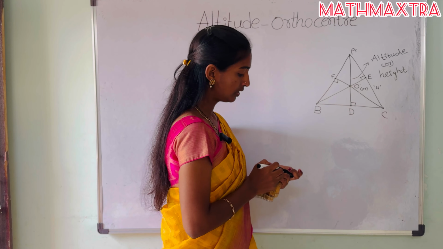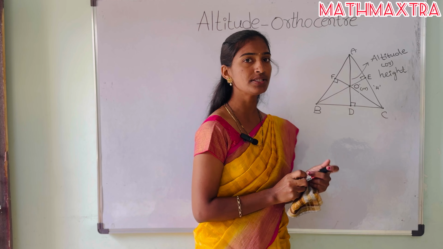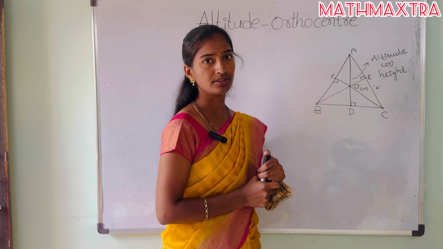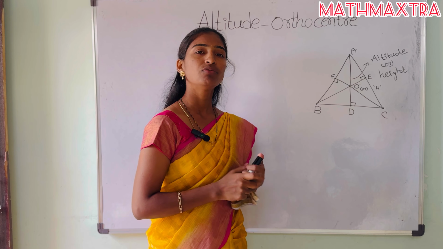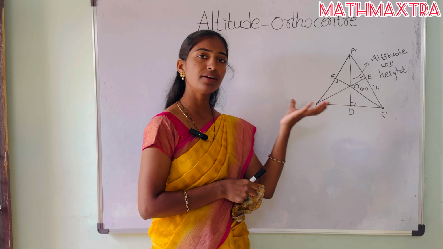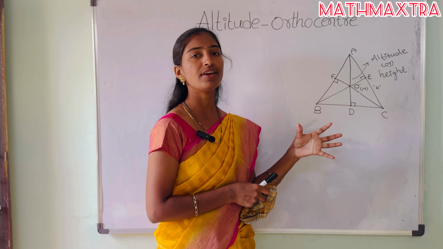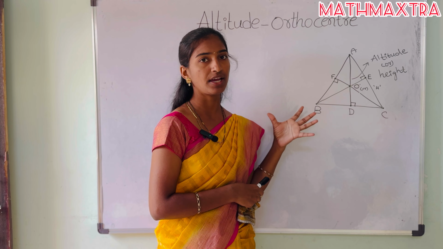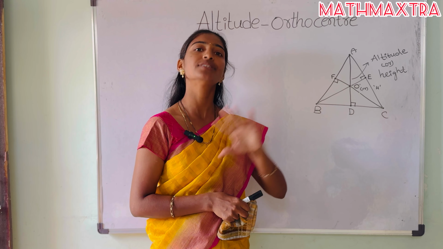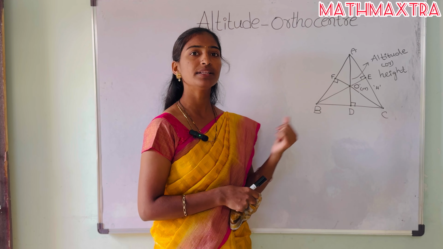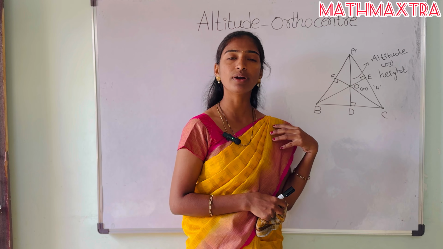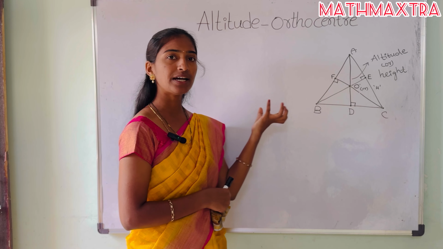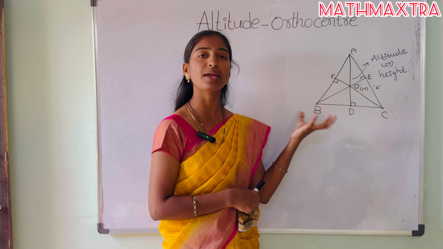Now we have to know some properties about the orthocenter. In the case of the centroid, what we have seen is that the centroid is always in the interior of a triangle, whichever type of triangle it may be. But in the case of the orthocenter, what happens? The orthocenter depends on the type of triangle.